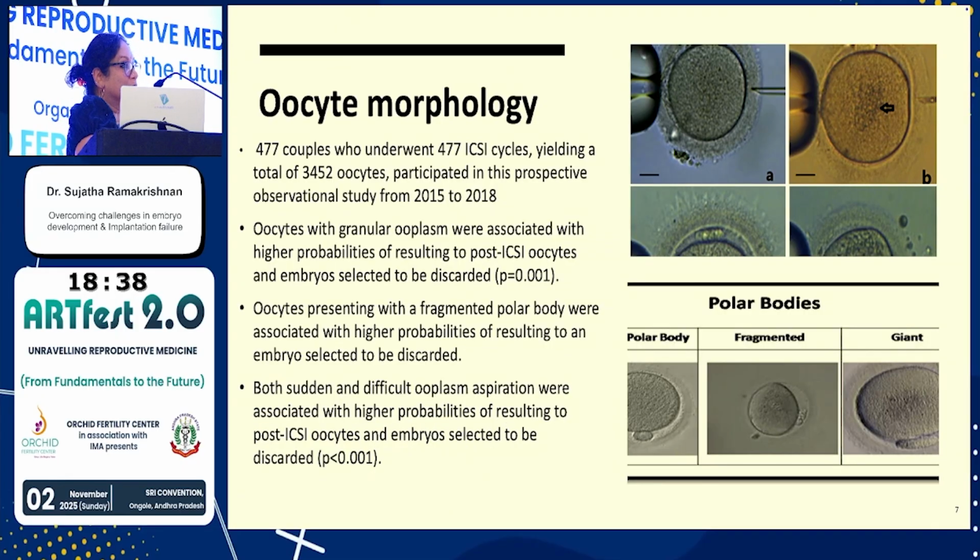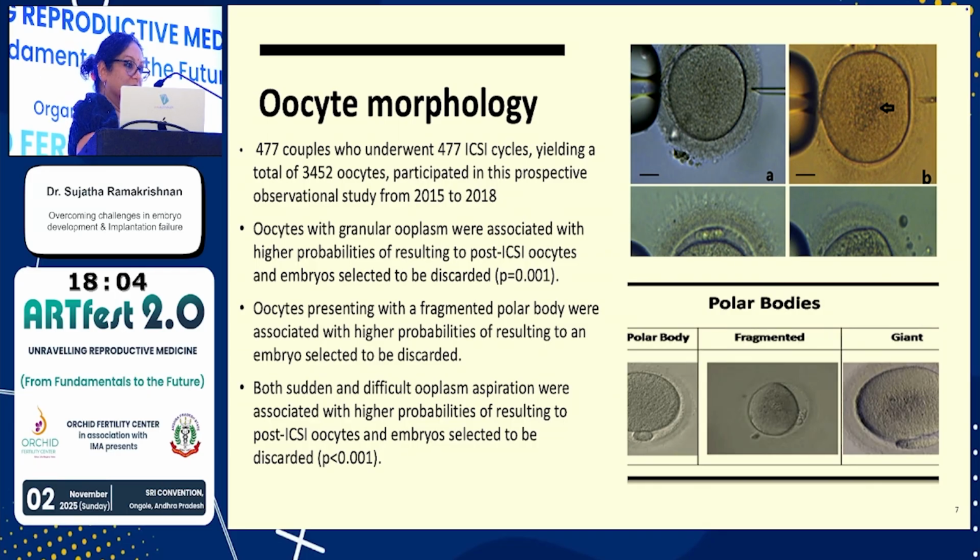Now, the next one is oocyte morphology. This is a no-brainer because when you have an abnormal oocyte, definitely it will have an impact on the developmental potential of the oocyte. And this is a study, again an interesting one, where they just looked at parameters like granular cytoplasm and fragmented polar body. With these two parameters, they actually found that the developmental arrest is much higher. So this is what we call a granular oocyte, and this is what we call a fragmented polar body here.